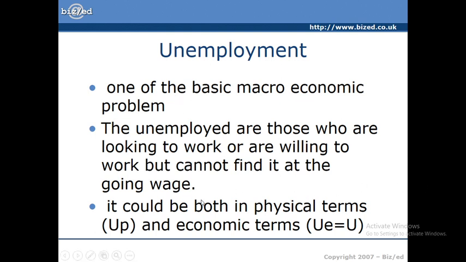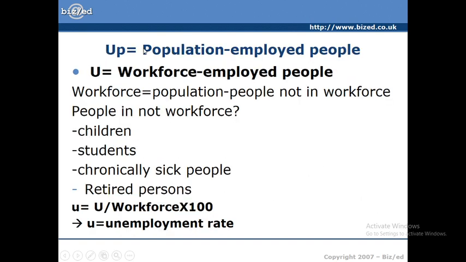Unemployment can be examined both in physical terms and economic terms. What do you mean by physical terms? Physical terms means unemployment is equal to population minus employed people. This cannot be considered a real measure of unemployment, because so many people in the population are unable to work. So the real measure could be the economic terms, that is U, which is workforce minus employed people.